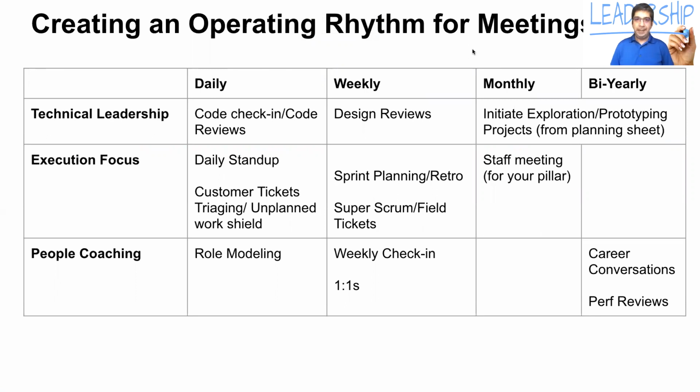So for instance, for design review meetings, maybe some kind of a weekly cadence works. On a daily cadence, you're looking more at code reviews and code check-ins, basically making sure that you're spending enough time on those aspects, right? Maybe on a monthly basis, you're looking at more forward-looking stuff like exploratory projects, prototyping. Similarly, on the execution side, you have a bunch of meetings, daily, weekly, monthly. On the people coaching side, you have a similar cadence, daily, weekly, monthly, right?